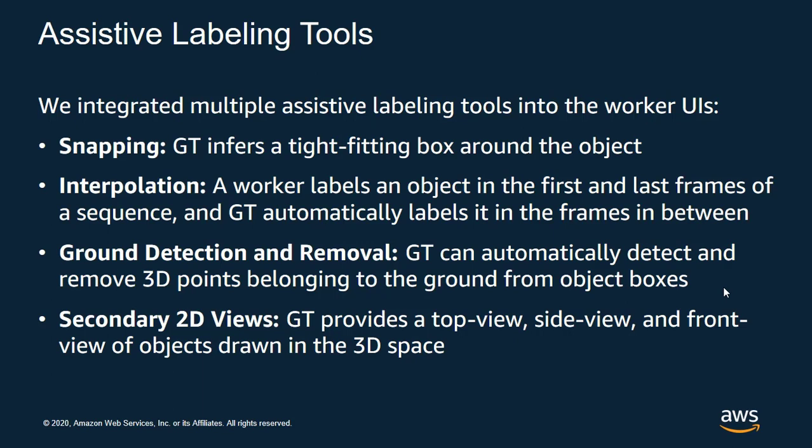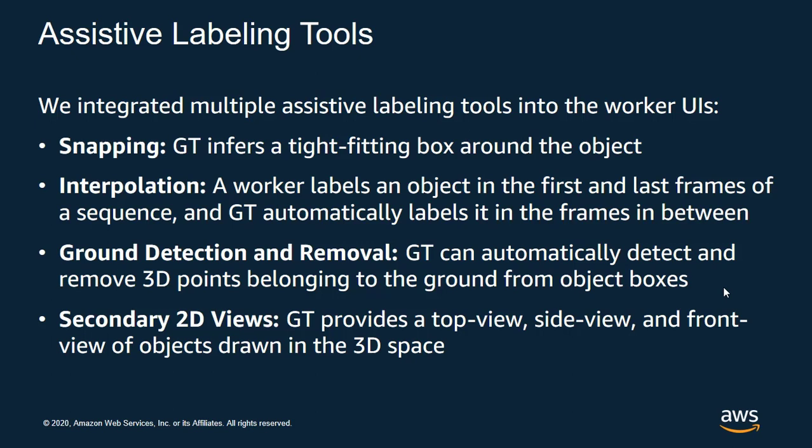The first, snapping, is associated with drawing those 3D boxes around objects in the 3D space. So basically, when you draw the box, it might not be particularly tight fitting, and you might have to rotate the camera angle or navigate and zoom in and zoom out a lot. But we have a feature called snapping where once you draw the box around the object, Ground Truth will essentially infer a tight-fitting box around that object.